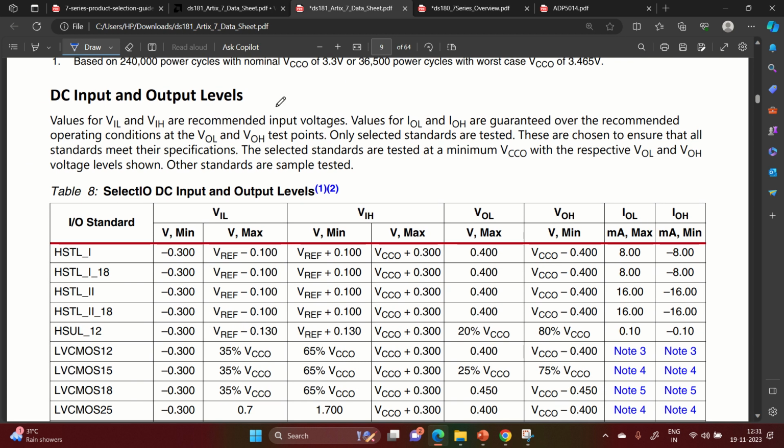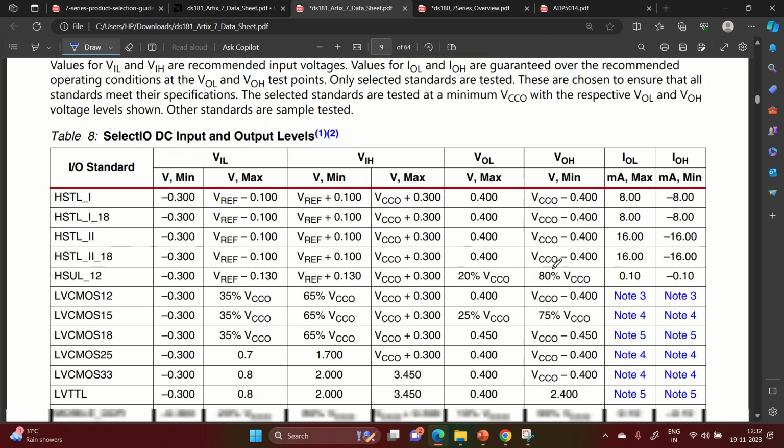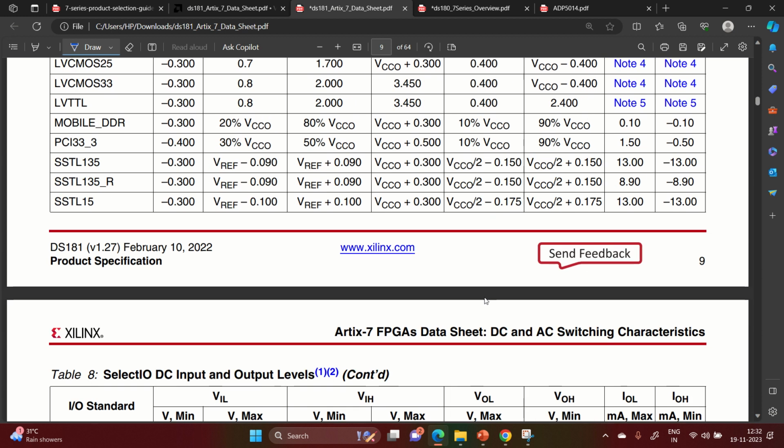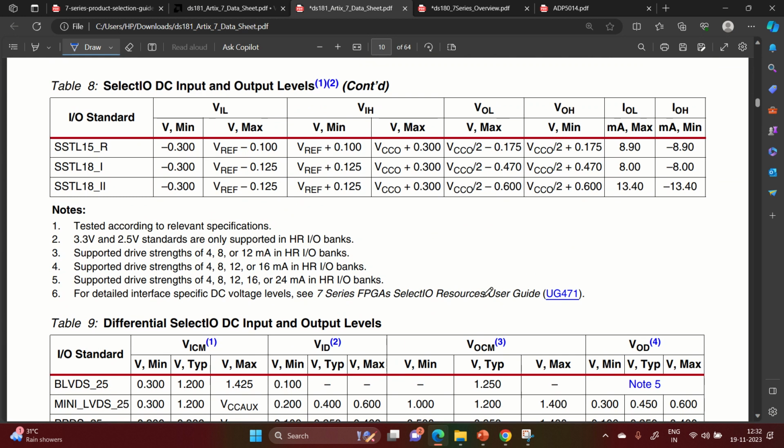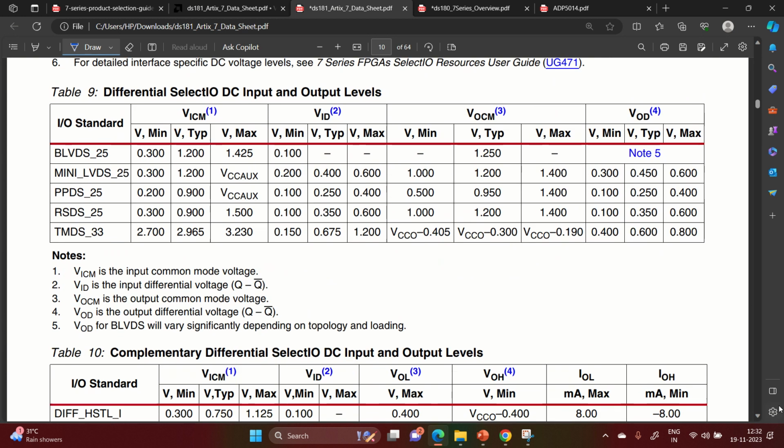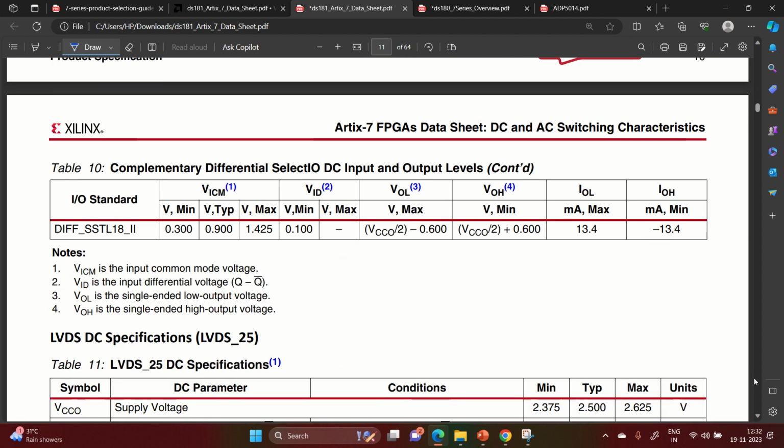Now this you don't have to take care of, this is DC input and output levels. If you are working with high speed terminal levels, then you can go ahead with minimum, maximum. You can read it, but there is no need, because whatever voltage you have given, that only will be taken care of. Coming to the next one, we will go ahead quickly through the other parts of the document.